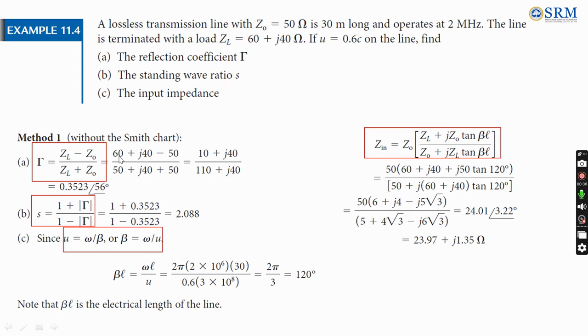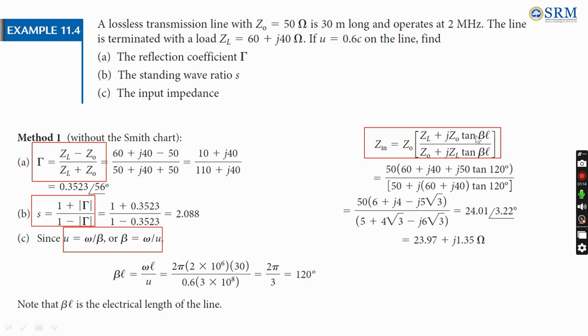We already know how to find these parameters without the Smith chart by using the formulas, right? This is the formula used to compute the reflection coefficient: ZL minus Z0 divided by ZL plus Z0, and after using the calculator to convert rectangular to polar form, we get the magnitude and angle. For the VSWR, that is the standing wave ratio, it is 1 plus the magnitude of the reflection coefficient divided by 1 minus the magnitude. And to find the input impedance of the line, the characteristic impedance and load impedance are known.